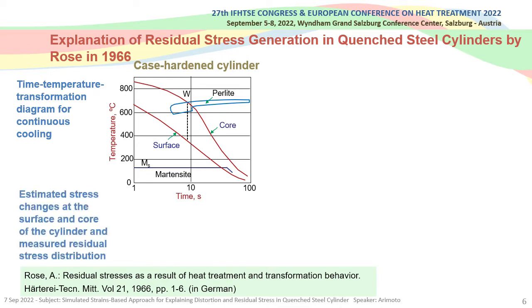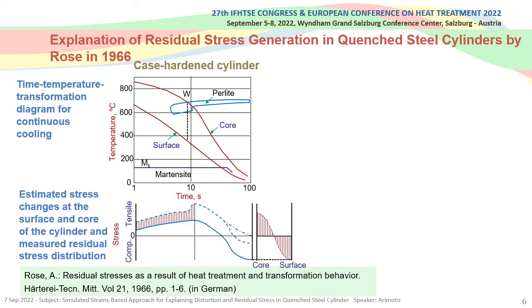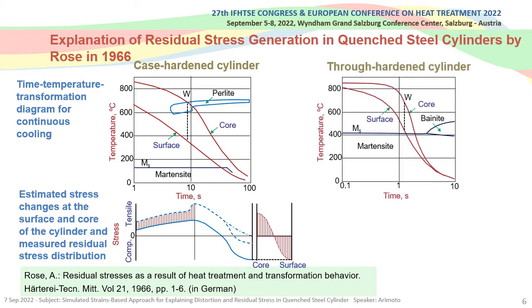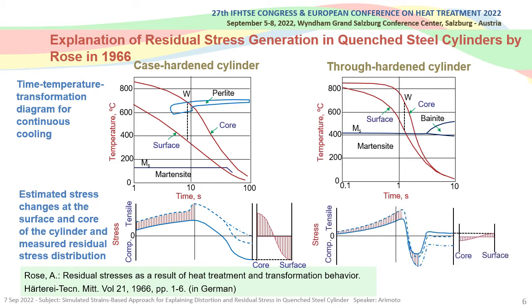The lower part of here shows the estimated stress changes on the surface and core of the cylinder and the distribution of residual stress measured. A similar diagram for a steel cylinder quenched by water is shown on the right side. In this case, the entire piece transformed to martensite during quenching. The measured residual stress distribution is the opposite of the case on the left side.